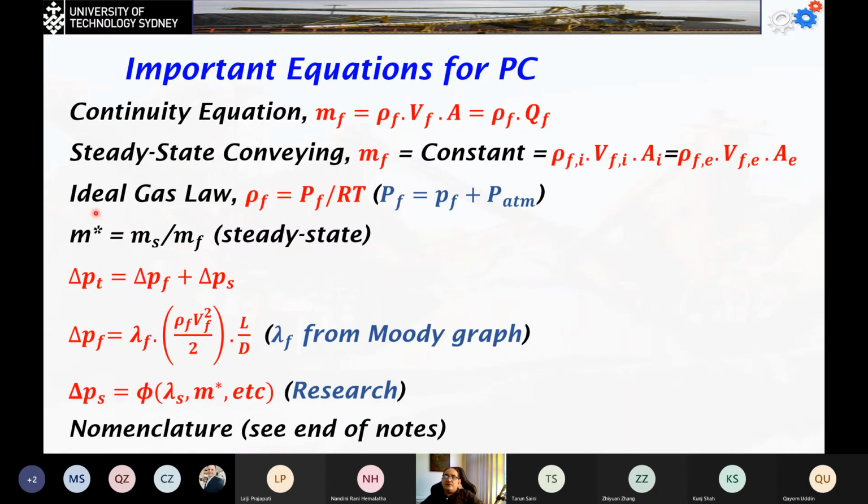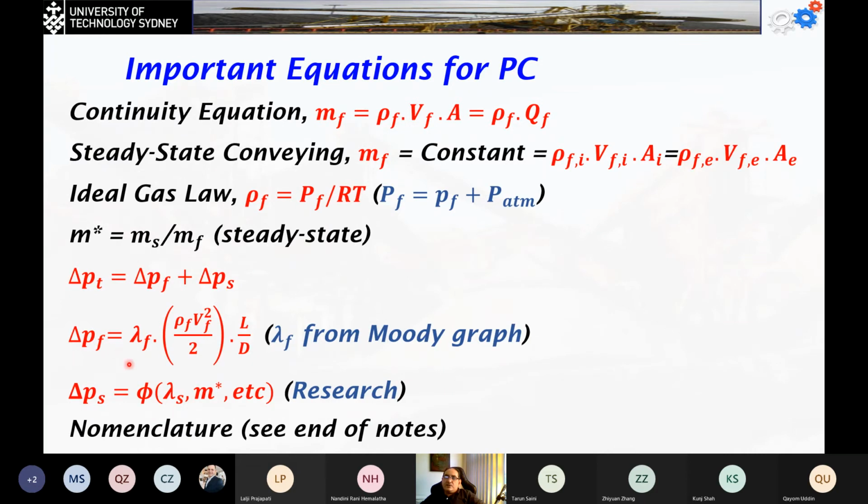Now also we can use the ideal gas law, where the density of the air is going to be equal to the pressure divided by the RT. Of course, you know that the R is the gas constant and the T is the temperature in Kelvin. The PF is going to be the pressure plus the atmospheric pressure. The M star is going to be equal to the MS divided by the MF. Delta PT is going to be equal to the final pressure difference plus the steady pressure, the PS.